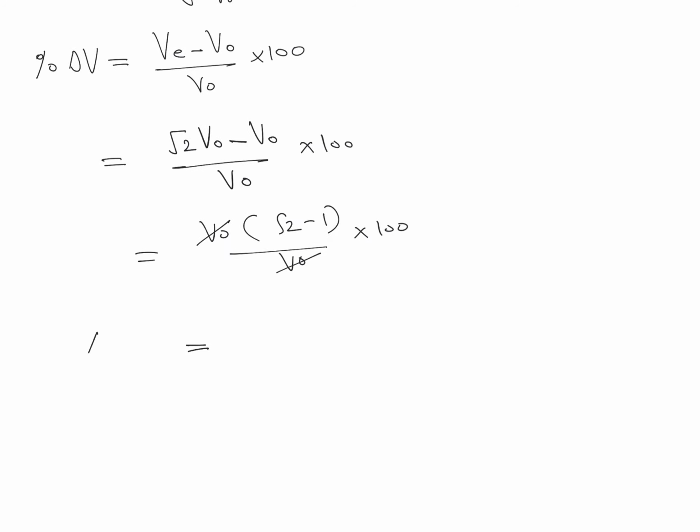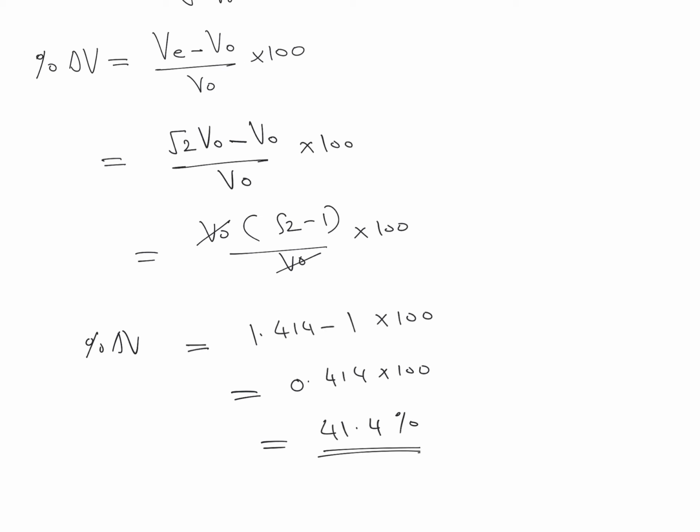So the percentage change in velocity is, we know that the value of root 2 is 1.414, minus 1, into 100. 1.414 minus 1 is 0.414, into 100 is 41.4. So we need to increase the orbital velocity by 41.4% so that the satellite will be able to escape.